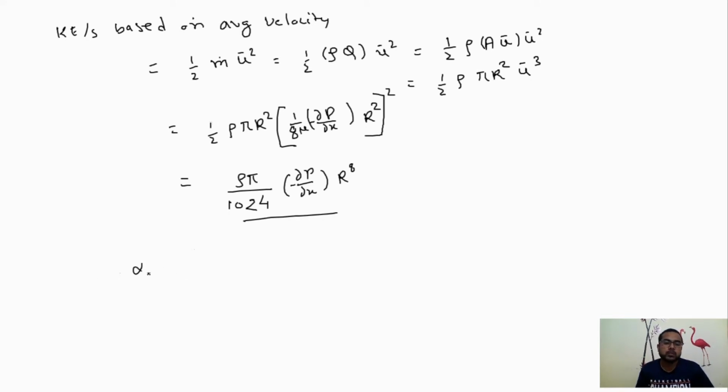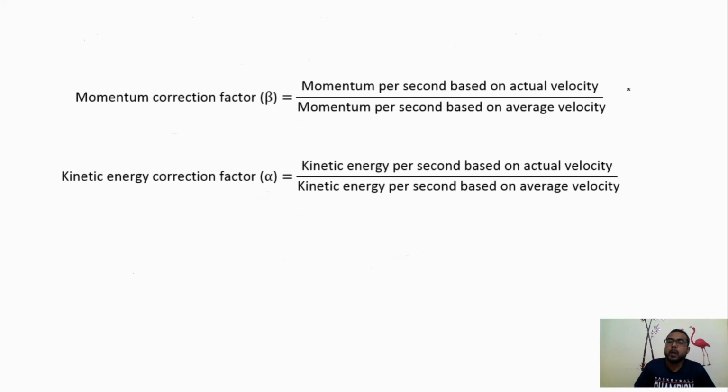Now what is the factor? The numerical value based on actual velocity is 512 divided by 1024. So it comes out to be 2. So alpha is 2. After calculation, we know that the value of the momentum correction factor is 4 by 3 and the value of the kinetic energy correction factor is 2.